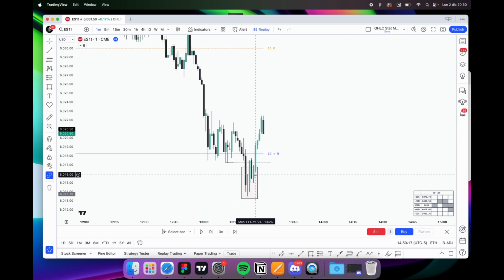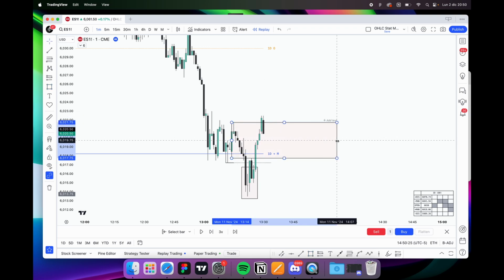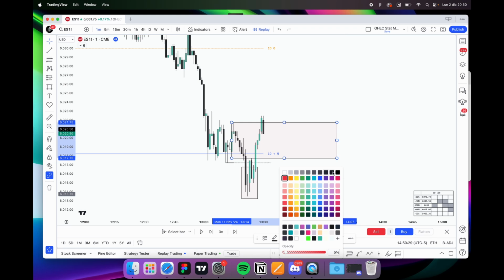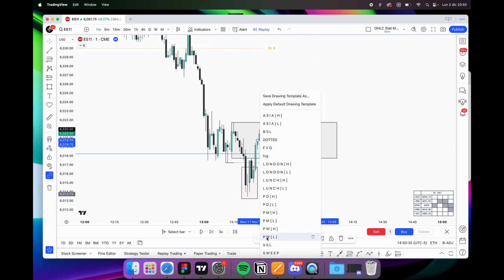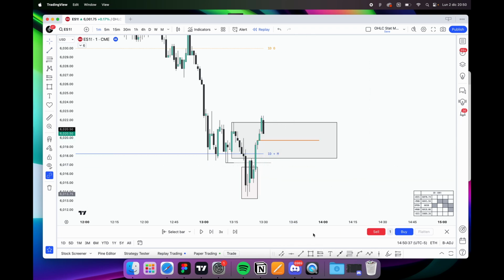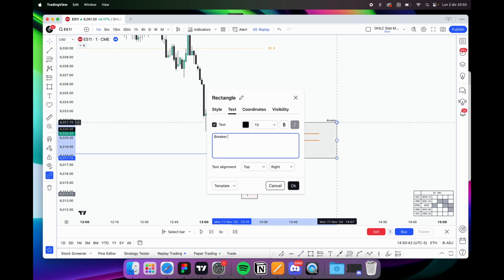We have that big displacement, 1, 2, 3, 4, 5 green candles, displacing through that case. We have here a breaker block. That would be our breaker, and at the same time we have one FVG here and we have a little one here. So that would be our entry function.